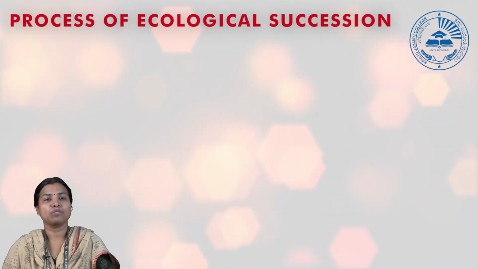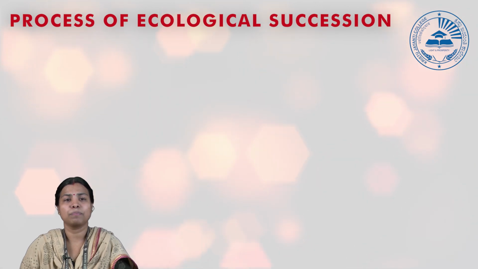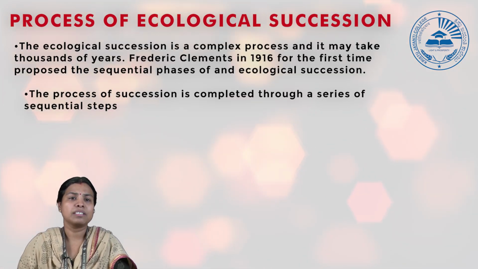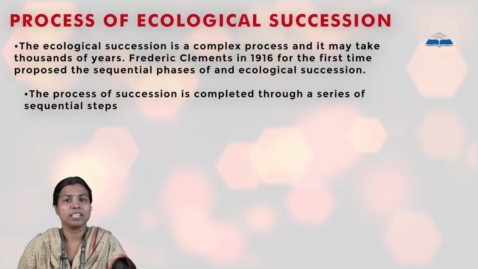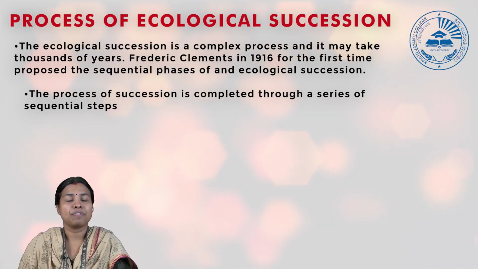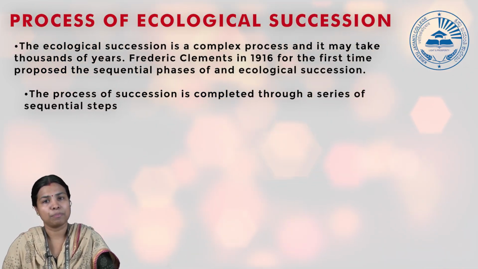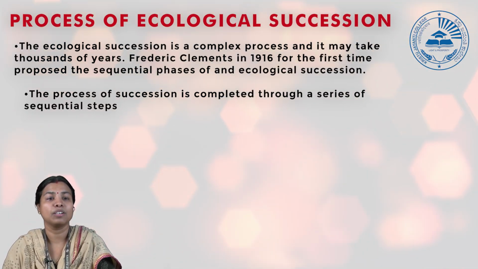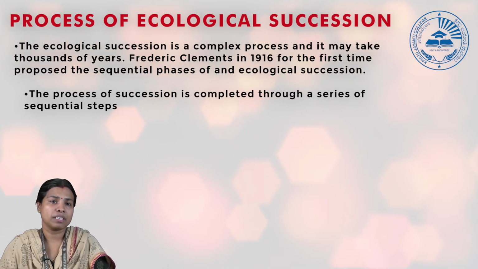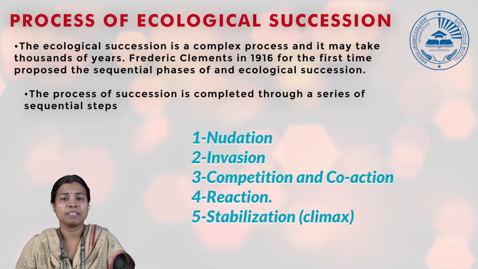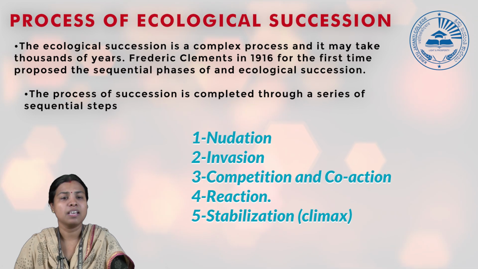So moving on to the process of ecological succession, how the process takes place. The ecological succession is a complex process and it may take thousands of years. Frederic Clements in 1916 for the first time proposed the sequential phases of an ecological succession. So the process of succession, either primary or secondary, happens through a series of sequential steps.